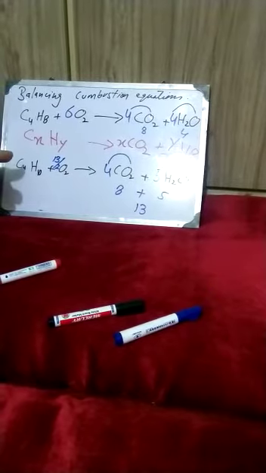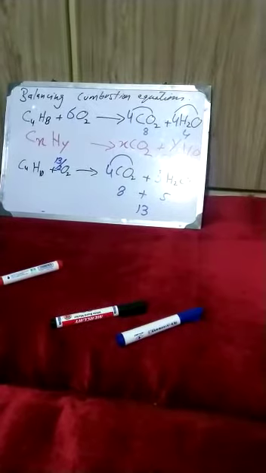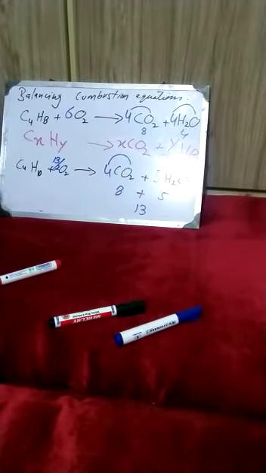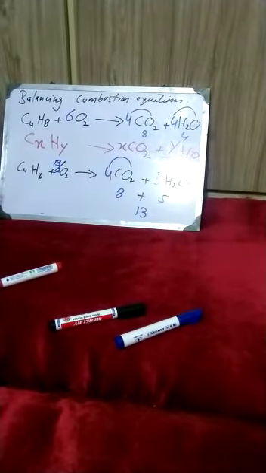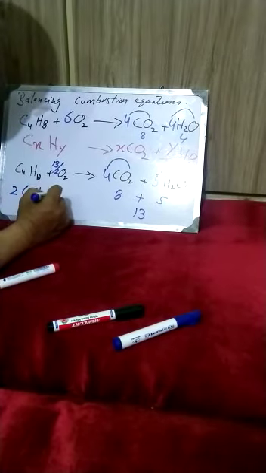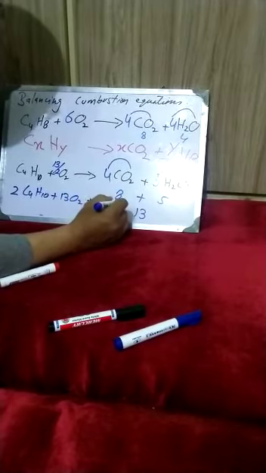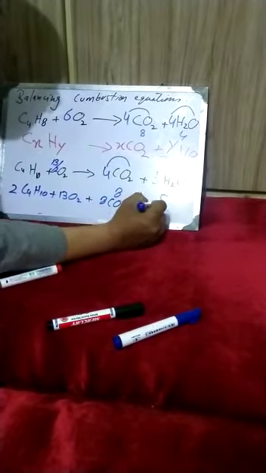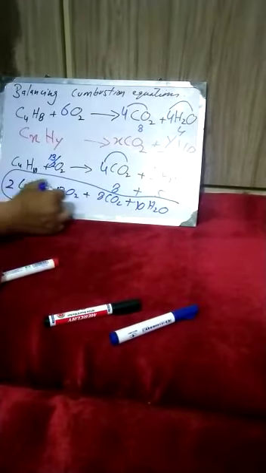This 13 upon 2 is allowed in O levels, but if you want whole numbers throughout, multiply this whole figure by 2. The new equation will be 2C4H10 plus 13O2 gives 8CO2 plus 10H2O. Now this equation is a balanced equation.